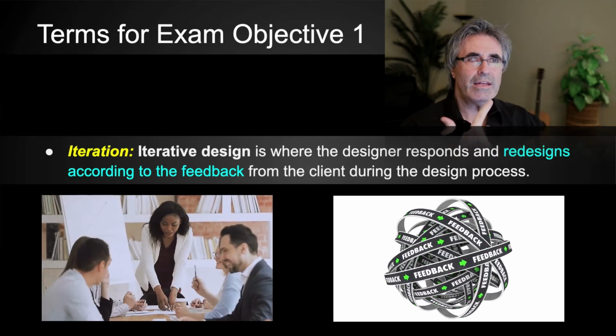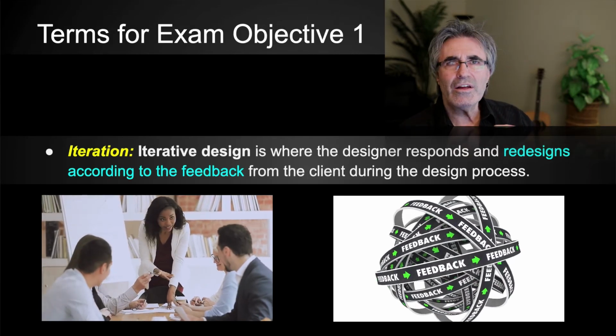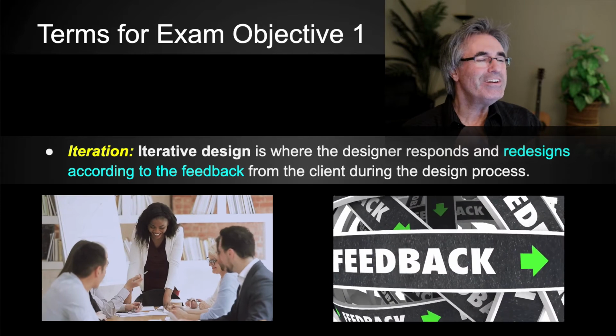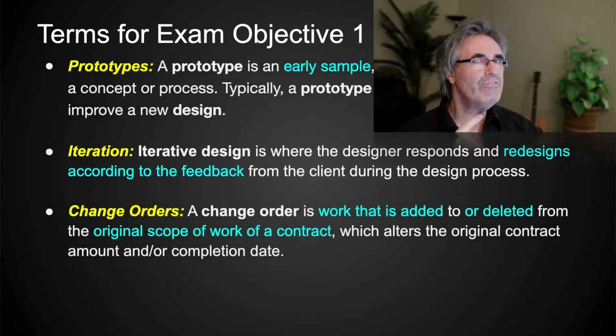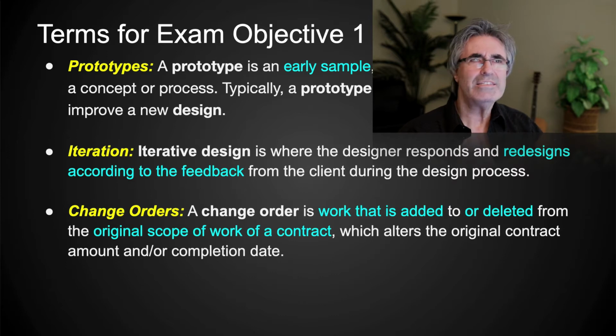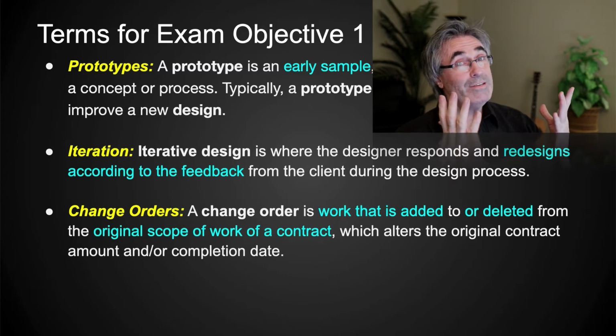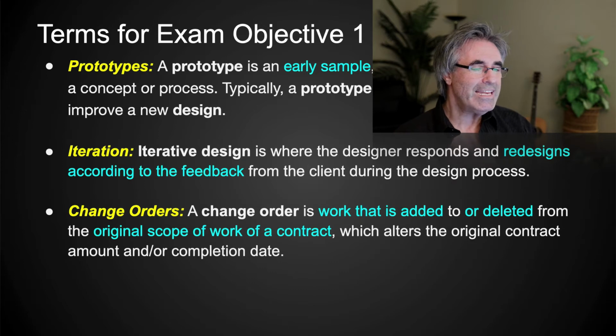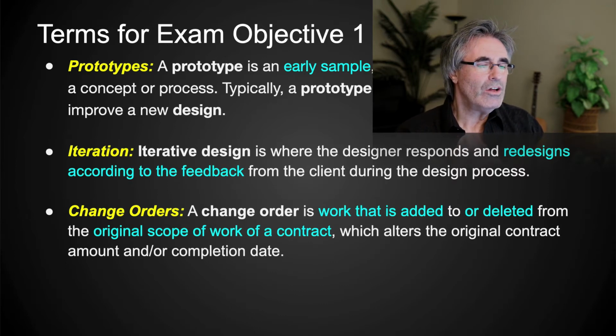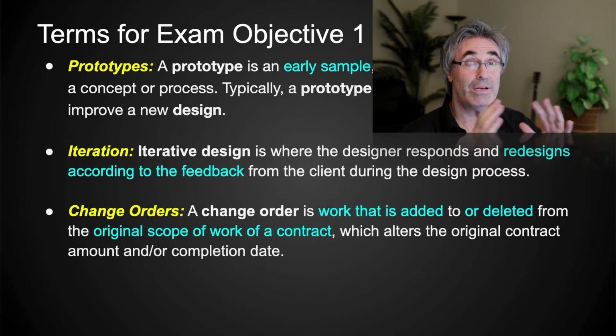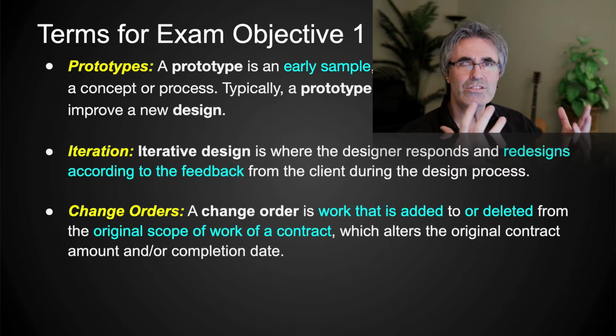You get some feedback like, okay, the person says, oh, I don't want that color, try this color. Then you make it again. Iteration, iterative design. You're responding to the feedback of the client. They say something and you do another iteration of the design. So iteration. Okay, change orders. That's pretty clear. Okay, change order is work that is added to or deleted from the original scope. Okay, we'll get into scope in a moment. Of the work of a contract, which alters the original contract amount or completion date. Okay, the change orders, we need a big change to happen. Okay, so then that's gonna change things up a little bit.